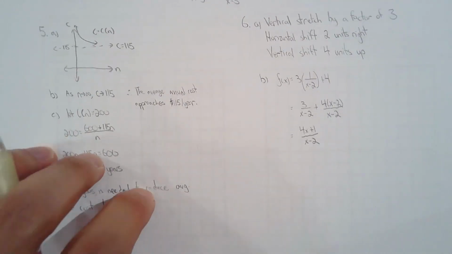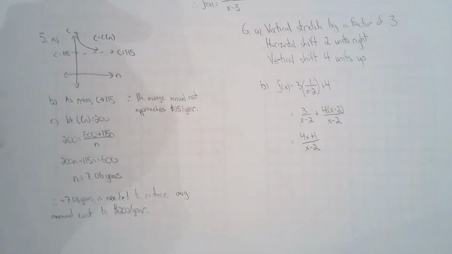I won't focus too much on question 5 because we're going to tackle the word problems later, but just give yourself the graph, use the graph to answer the question for part B, and solve a rational equation, which we're going to talk about in two lessons.